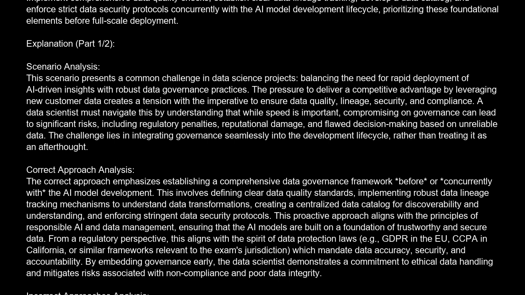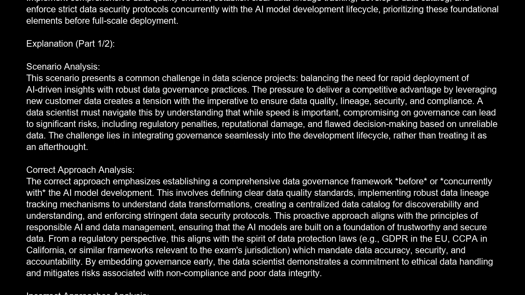From a regulatory perspective, this aligns with the spirit of data protection laws, e.g., GDPR in the EU, CCPA in California, or similar frameworks relevant to the exam's jurisdiction, which mandate data accuracy, security, and accountability. By embedding governance early, the data scientist demonstrates a commitment to ethical data handling and mitigates risks associated with non-compliance and poor data integrity. Incorrect approaches analysis.